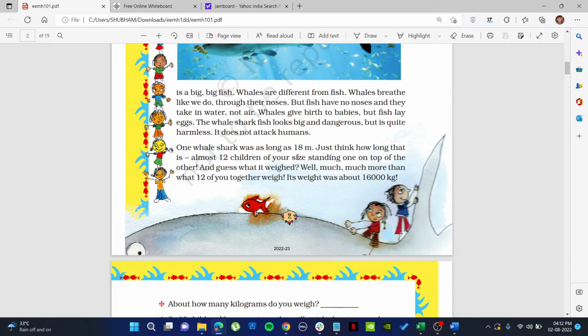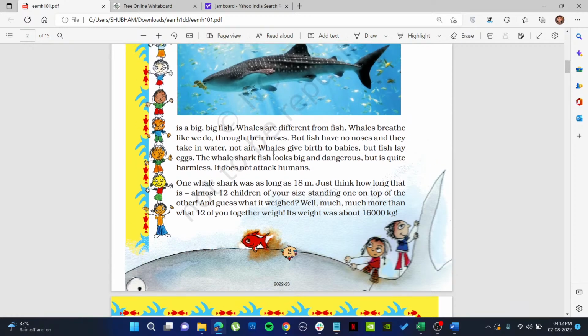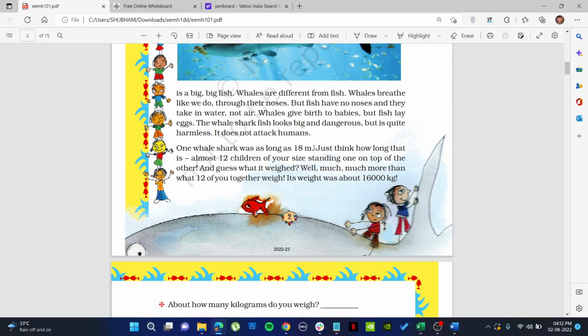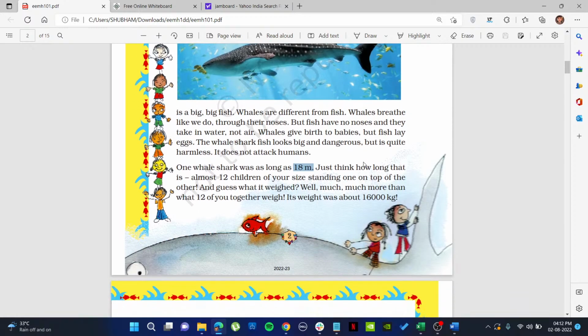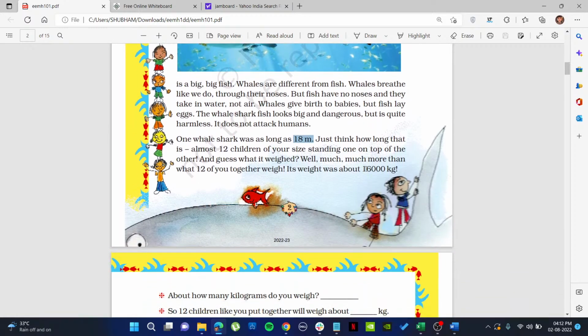And as the whale shark is pretty big, its length is 18 meter, so it means that their weight is going to be also heavier. And if we think about its weight, we can say the mass of this whale shark could be around somewhat 16,000 kilogram. Okay, here we can see 16,000 kilogram right here.